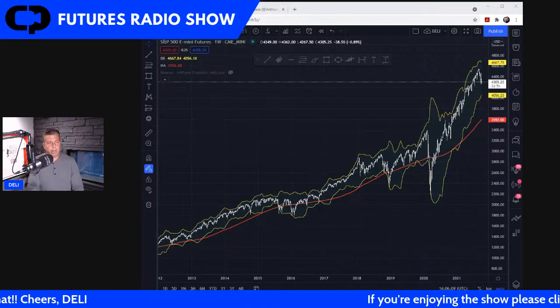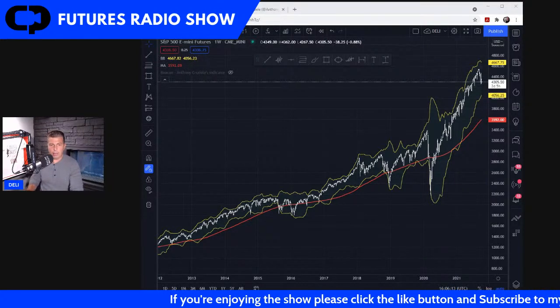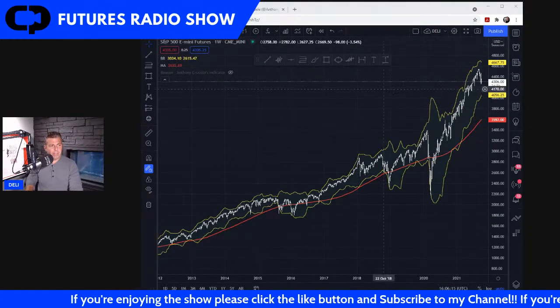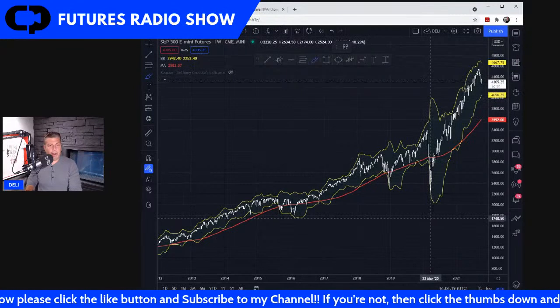So getting back to my weaknesses and fading moves, and needing to really put something in to stop me from fading moves, it was Bollinger Bands. I started off here on a weekly chart.